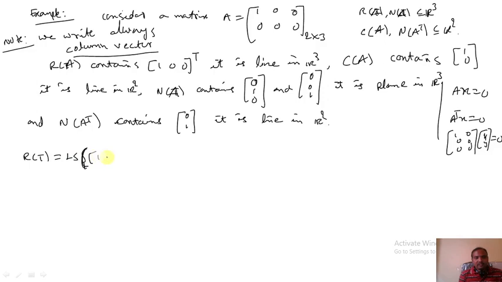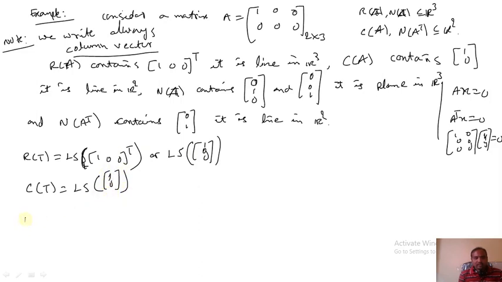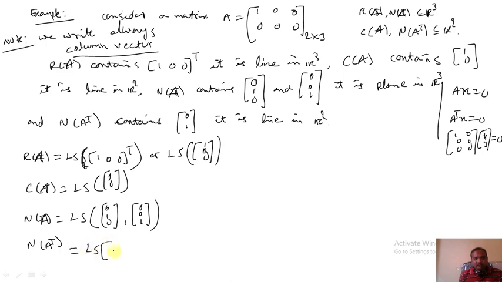That means R of A is the linear span of (1, 0, 0) transpose. What is the column space of A? It is the linear span of (1, 0), generating the column space of this matrix. Whatever you write, if you write a column, fine, but if you write a row, use transpose. What is the null space of A? The linear span of two vectors, (0, 1, 0) and (0, 0, 1). Null space of A transpose: the linear span of (0, 1).